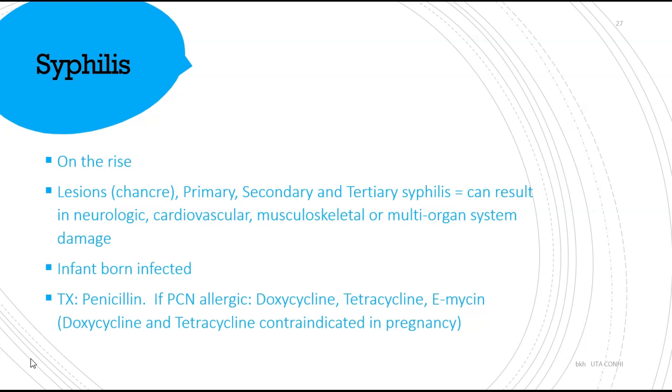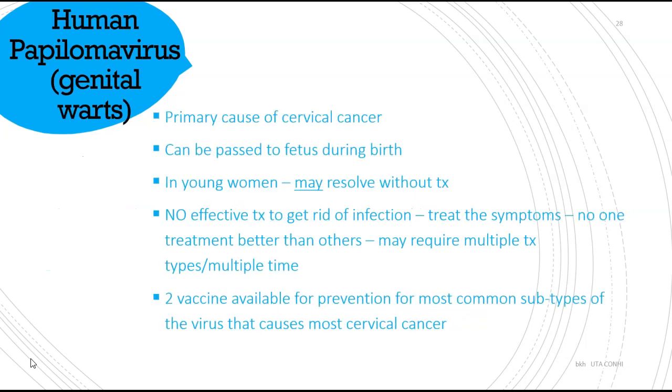Doxycycline and tetracycline are contraindicated in pregnancy. However, that contraindication may be overridden because of the risk of not treating this infection at all in mom. And so sometimes we do use meds that are contraindicated because we know the outcome, if we don't use it, is much worse than the complications that might happen because we do use it.